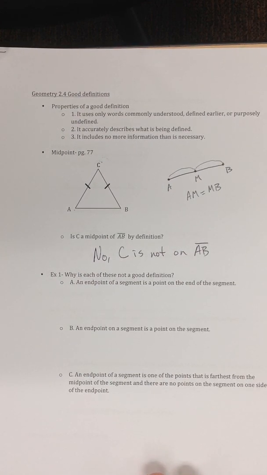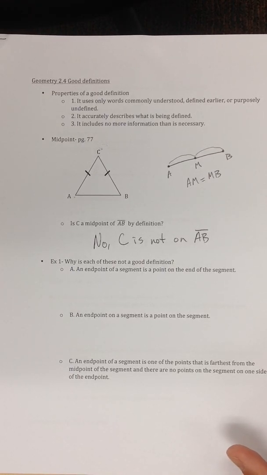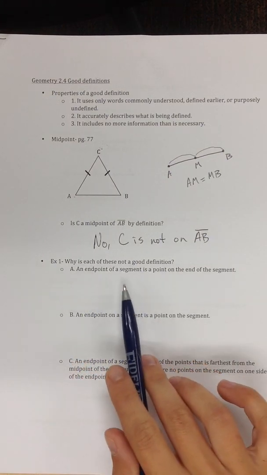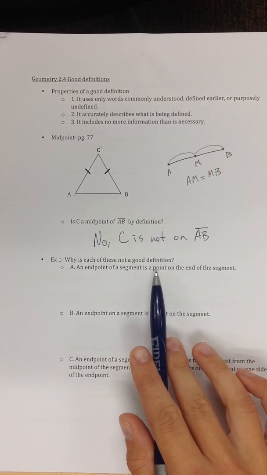Okay, so the next one here it says, why is each of these not a good definition? So we're going to use our three things that we talked about at the beginning, our three things that make a good definition, and we're going to figure out why each of these is not good. It says an endpoint of a segment is a point on the end of the segment. So if we go through there, endpoint's what we're trying to define, so we don't have to worry about that. Segment we've previously defined. Point is left undefined.